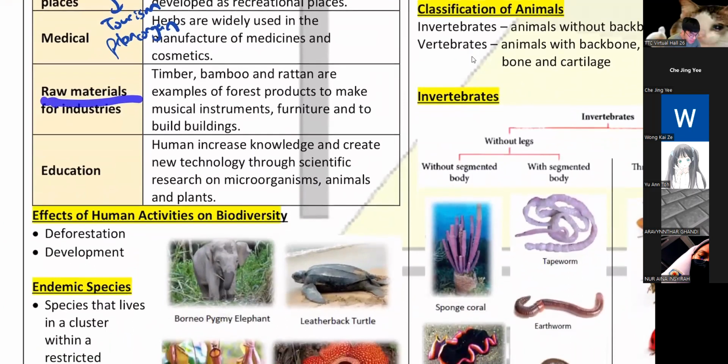As we know, timber is kayu. So we have timber as our main raw material from the forest. Guys, do you know timber makes a lot of money for our country?